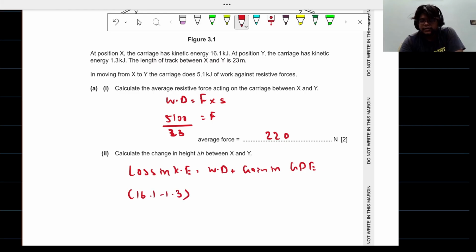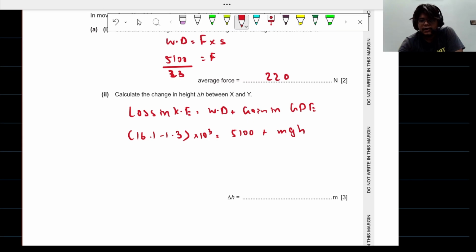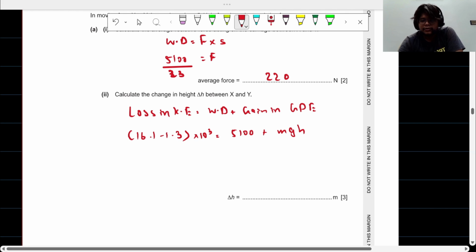16.1 minus 1.3. This would be the loss, kilojoules, 10 to the power 3. Work done is how much? Work done is 5.1, that is 5100 plus mgh, right? So if you just work this out, this will be equal to 16.1 minus 1.3 times 10 to the power 3. So your change would be 9.7. Your mgh will be equal to 9.7 times 10 to the power 3. That is 9.7 kilojoules. Right, now we need to find h.